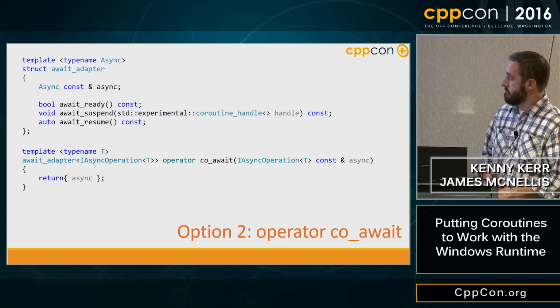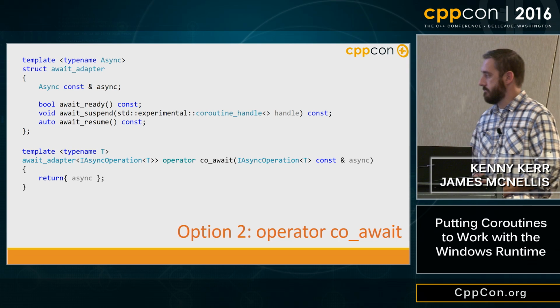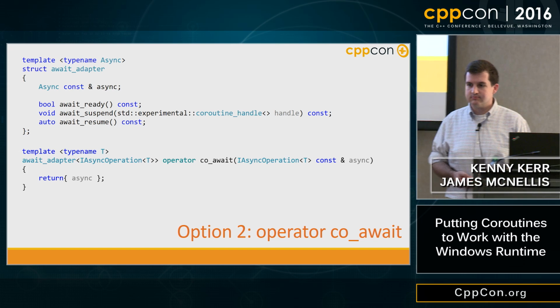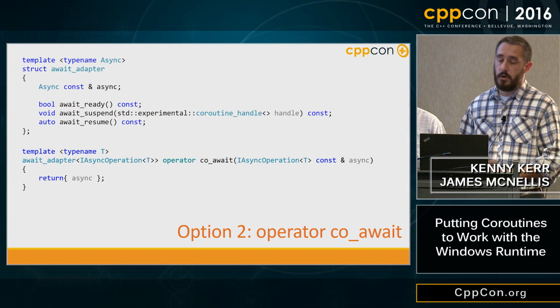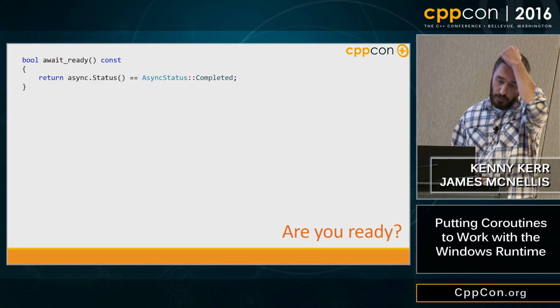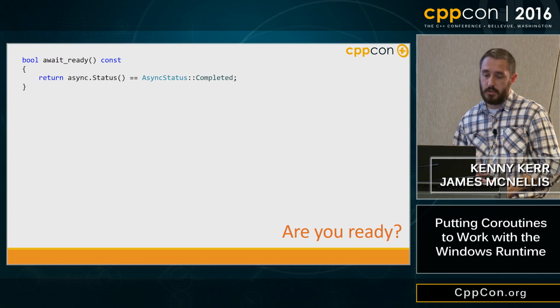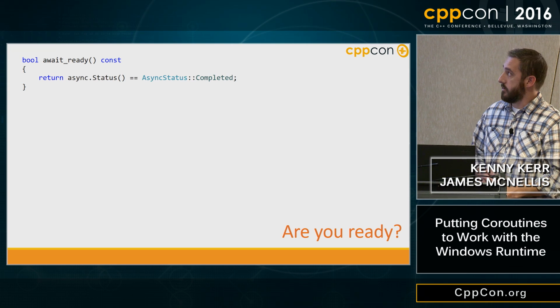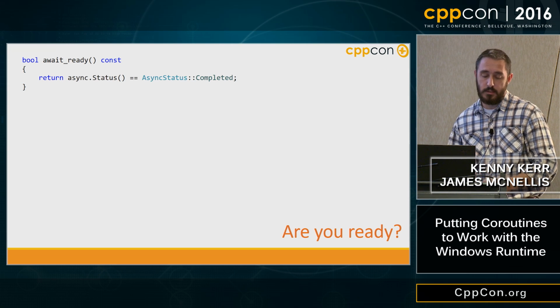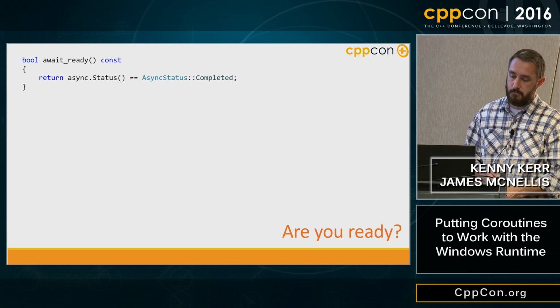One of the other advantages of using the adapter is we can reuse the one adapter for many different types if necessary. Yeah, that's right. We have four async interfaces in the Windows Runtime, and so we can have one await adapter that deals with all of them. So await ready, what does that look like? Well, for these WinRT types, we simply call the status method, which returns the async status and tells us whether it's completed. If it is, we certainly don't have to suspend.